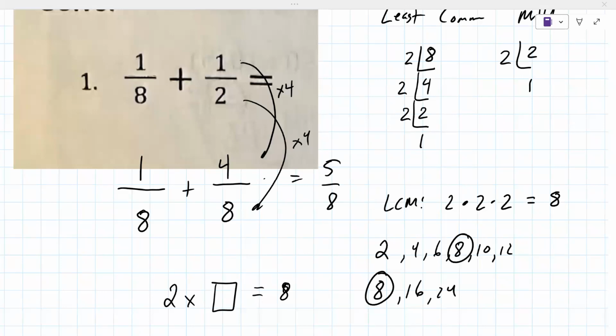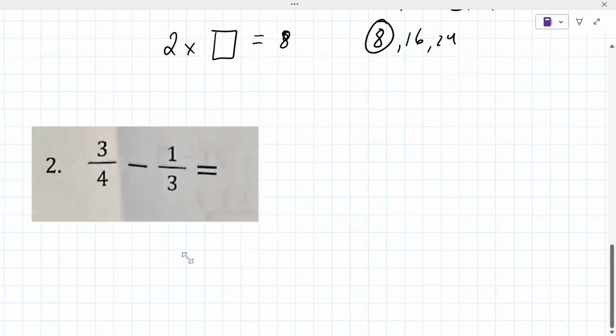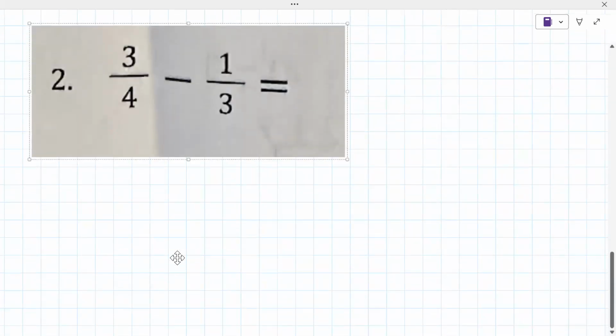Number 2 here, I'll let you try. It's really similar to number 1. You have to find the least common multiple. So give that a try, please. Okay.